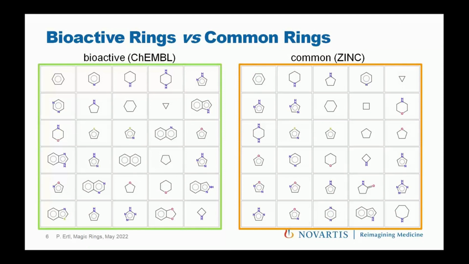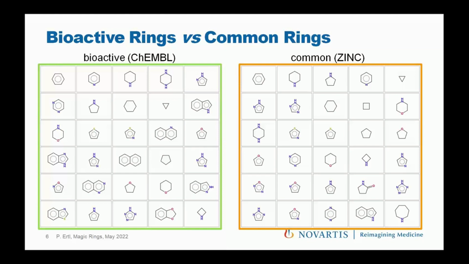Here we can see one example of this. On the left side, in this green frame, is what we have seen on the previous slides. These are the most common rings present in bioactive molecules. On the right side are the most common rings present in the synthetically available, commercially available molecules from the ZINC database. And when we compare these two sets, they are pretty similar. We do not see too many differences.